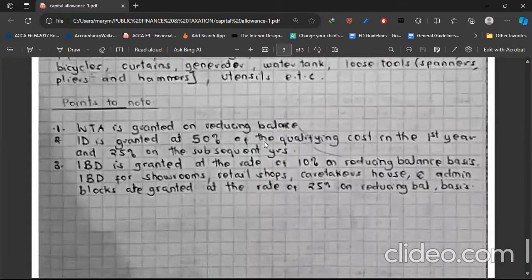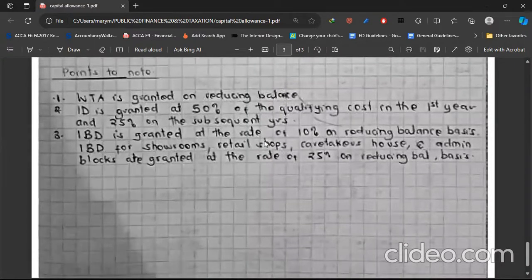Point to note, the WTA is granted on reduced balance basis. ID is granted at the rate of 50% of the qualifying costs in the first year, and 25% in subsequent years. IBD is granted at the rate of 10% on reduced balance basis, right? IBD for showroom, retail shops, caretaker's house, and admin blocks is granted at the rate of 25% on a reduced balance basis.